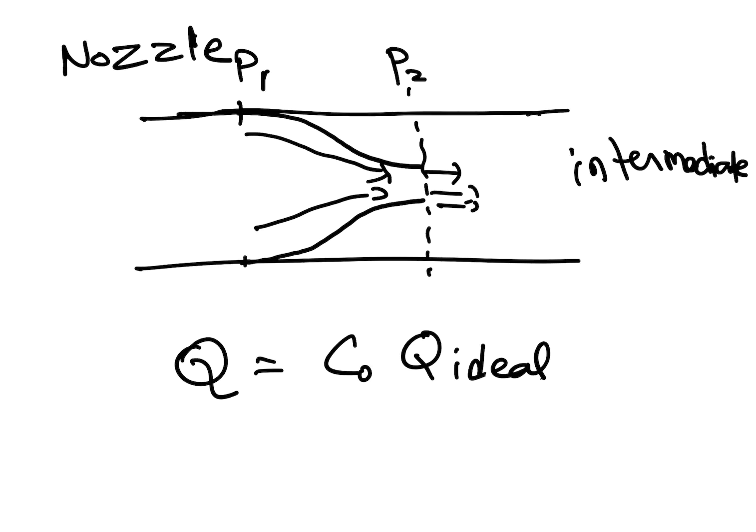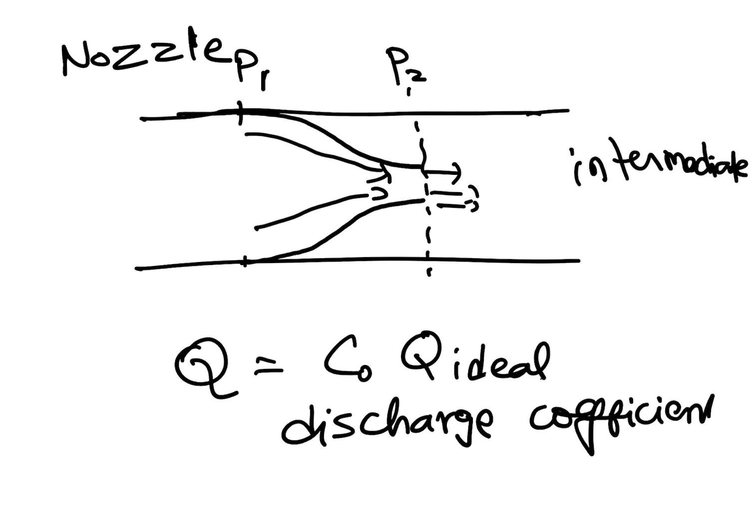In all the 3 situations, we use the same modeling. The real flow rate through the system is the ideal flow rate multiplied by the discharge coefficient. C naught is called the discharge coefficient. And we will look at different types of devices or pipe flow rate systems to measure volumetric flow rate, and we'll see this through examples. And that concludes this unit. Thank you.